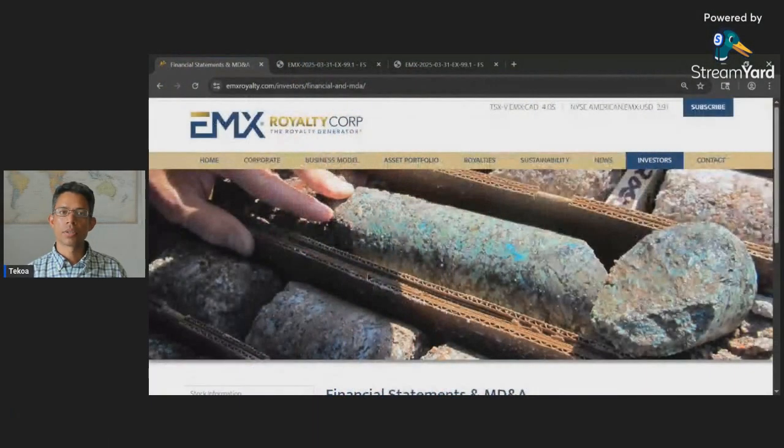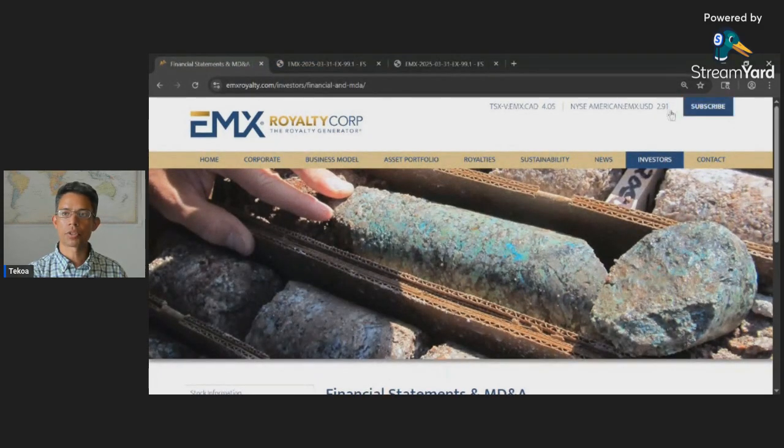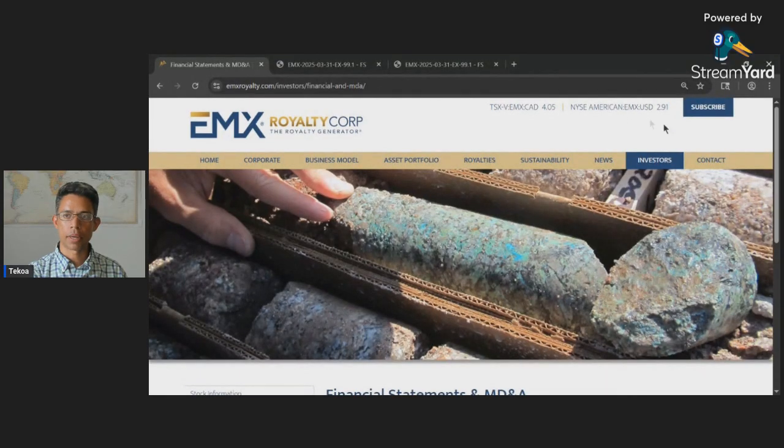Let's do a quick example of an estimate of market capitalization for a company. In this case, I'll use the company EMX Royalty Corp, where their website is emxroyalty.com. They have a stock quote at the top of the screen here for their ticker symbol of EMX. The price quote here at the top of the screen is $291.